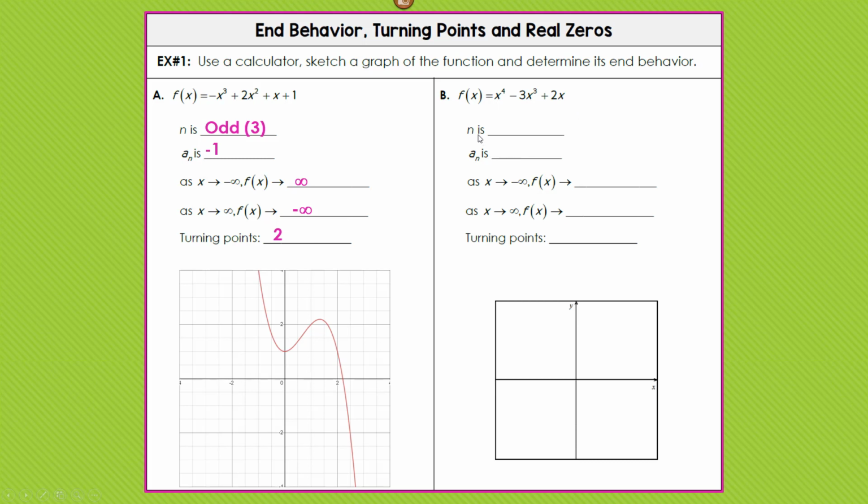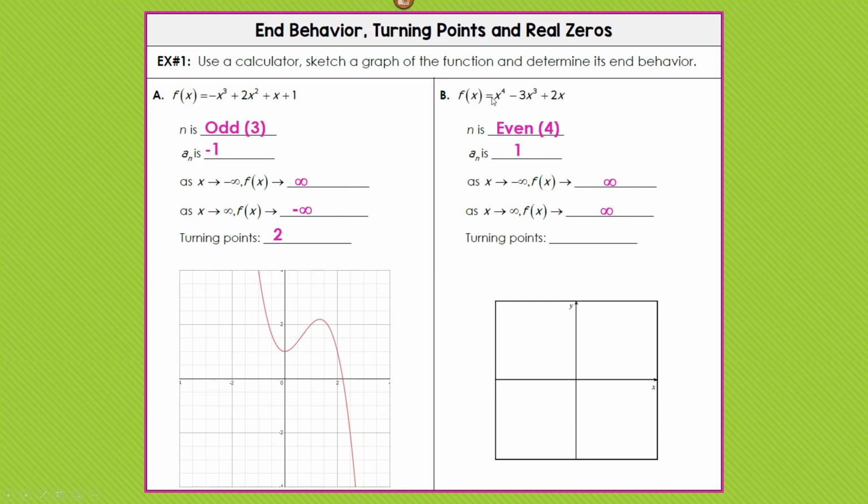In this one, we've got x to the 4th minus 3x cubed plus 2x. So in this case, n is even, and a sub n is positive, that's a positive 1. With even, we know it's going to be the same on the left and the right. Because the leading coefficient is positive, it's going to be up on both the left and the right. So as x approaches negative infinity, f of x goes to positive infinity, and as x approaches positive infinity, f of x approaches positive infinity. It does the same thing.